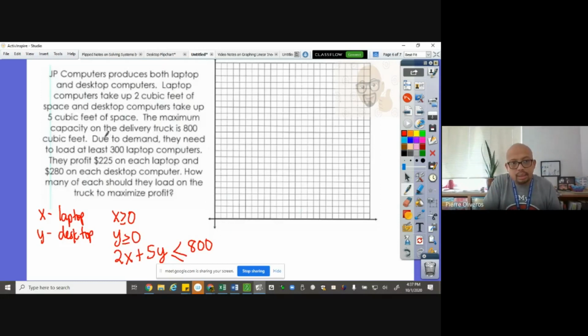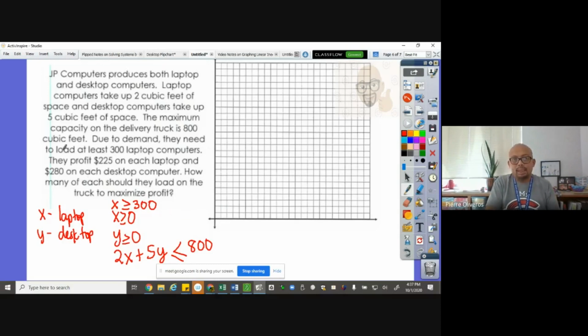Due to demand, they need to load at least 300 laptops. So the laptop is X. So due to demand, there should be at least or equal to 300 laptops there. How many of each should they load on the truck to maximize the profit? So there is our constraint.